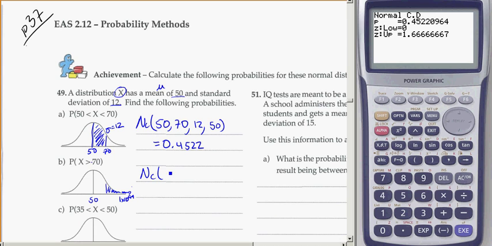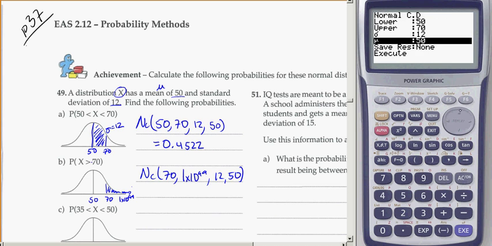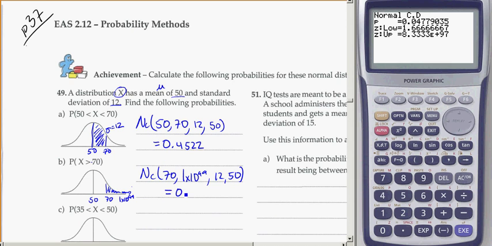So in C, not 50, 70 is my lower limit. My upper limit is 1 times 10 to the 99, again 12 and 50. Exit backwards, change our limits, lower 70, and the upper here is just 1 exp99. And here I get a probability that is equal to 0.0478 if we do some rounding. So not very likely, but of course that's just the very tip of the distribution there.